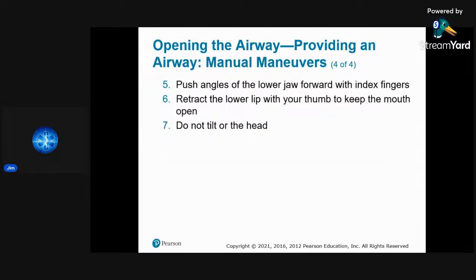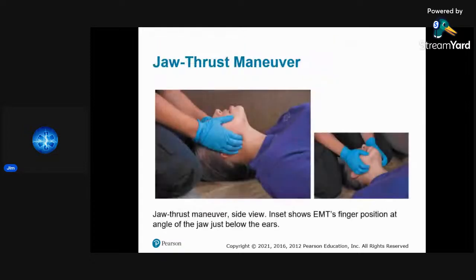We're going to bring that lower jaw forward with our index fingers. We're going to push up the lower jaw. If we have to, we can retract the lower lip with your thumb to keep the mouth open. And we don't want to tilt or lift the head, right? We're not moving the head. We're just moving that jaw forward.